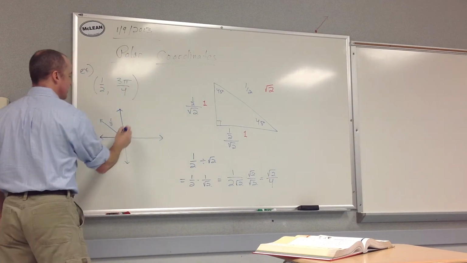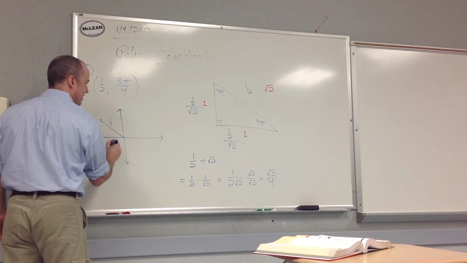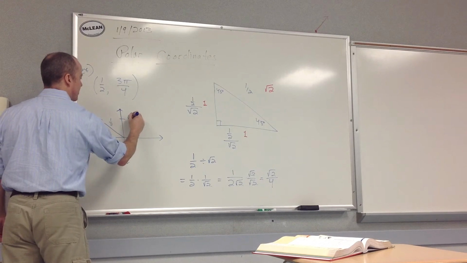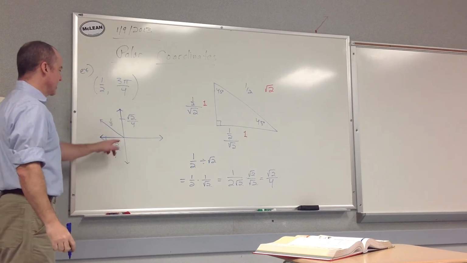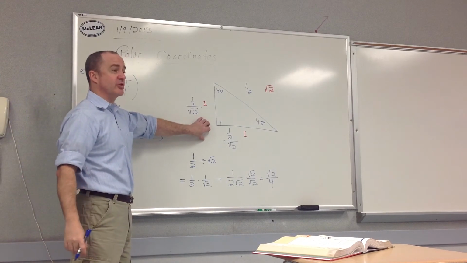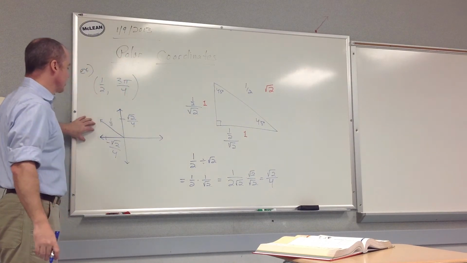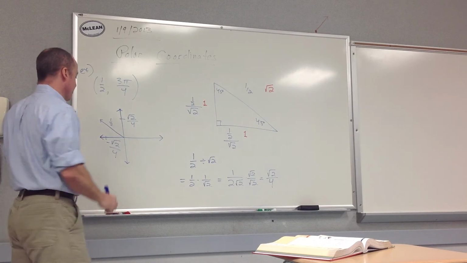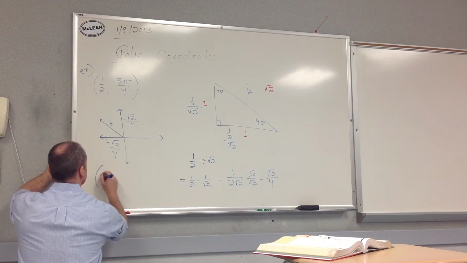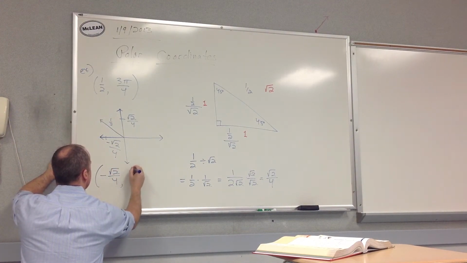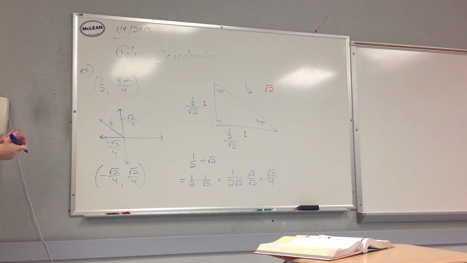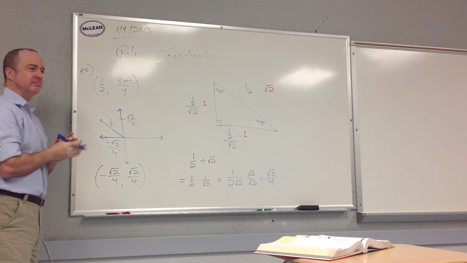So it looks like this is going to be the point negative square root of 2 over 4, comma, positive square root of 2 over 4. Negative because now, here's the geometry version. Now we go back to the precalculus version and we have to take into account that going to the left means negative, going up means positive. So this is the point negative root 2 over 4, comma, positive root 2 over 4. That wasn't the only way to do that one, I don't think, but I always like to go back to the geometry.